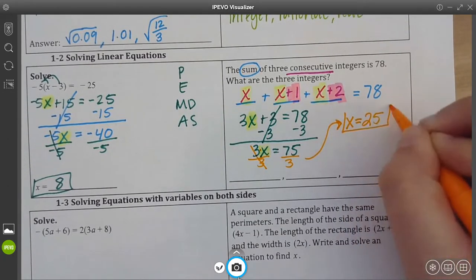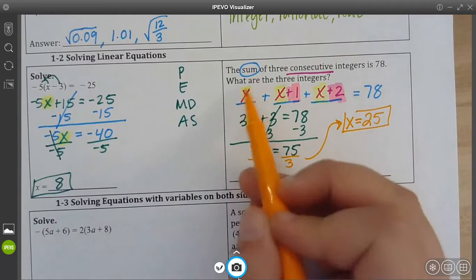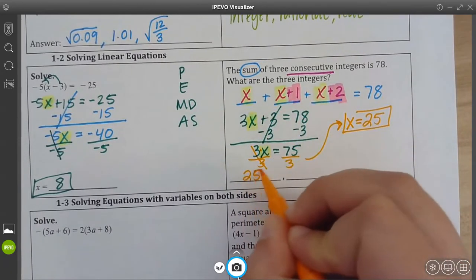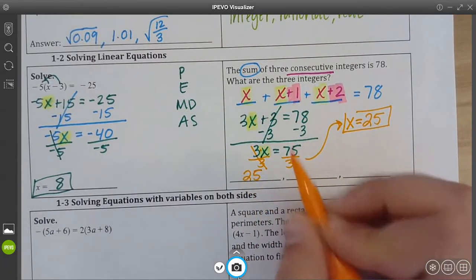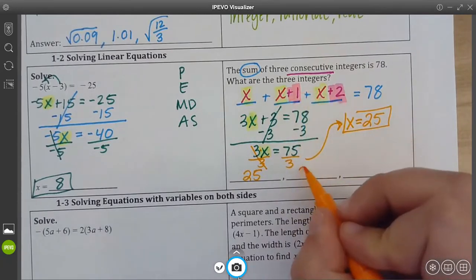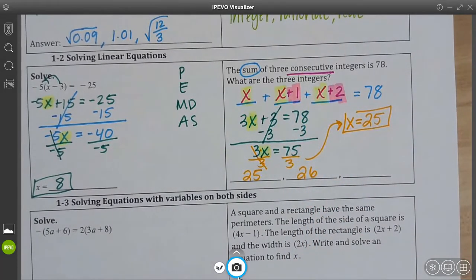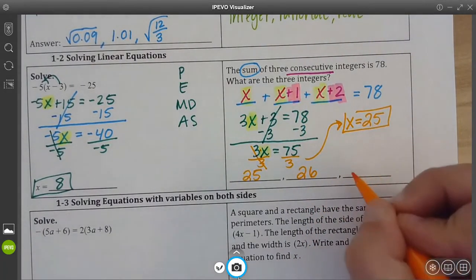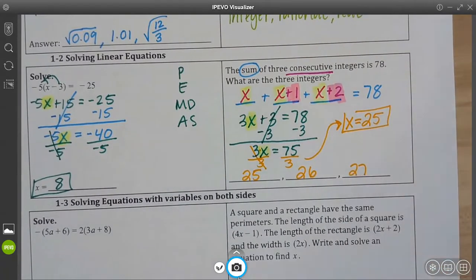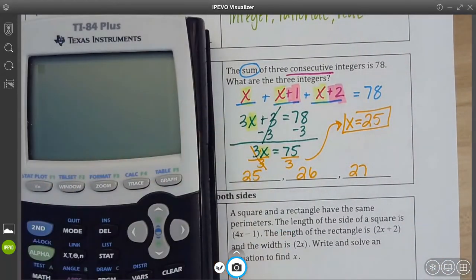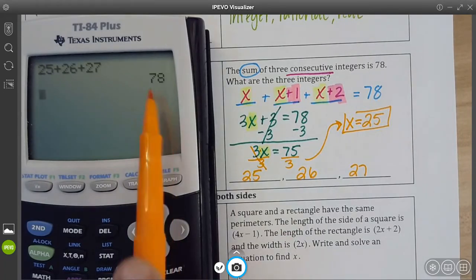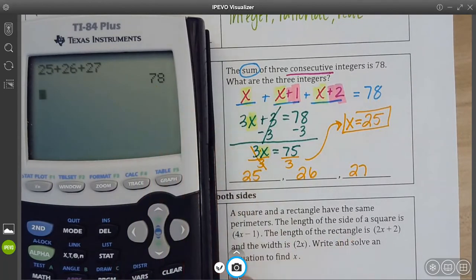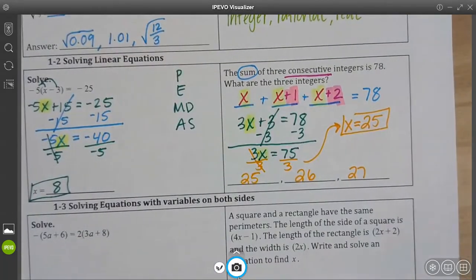Now, what does x represent? X represented that first number in my list. What's my next consecutive number? Well, it's x plus 1, or like the next one in the row is 26. And then last but not least is 27. We can check our answers here. Remember, we said if we added all of them together, it should equal 78. And that's what I get. So that one was just a little bit of a word problem there.